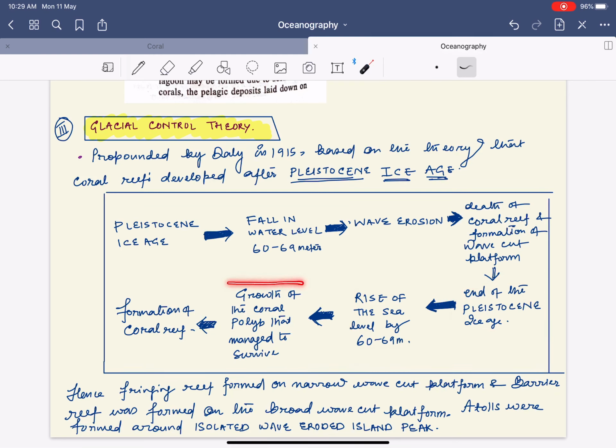Next, the growth of the coral polyps that managed to survive. Though the water level fell, there were some corals which could survive, and they started to grow and resulted in the formation of the coral reef. Hence, fringing reefs were formed on the narrow wave cut platform. And next, we have the barrier reef, which was formed because of the broad wave cut platform. Last but not the least, we have the atolls, which were formed around the isolated wave eroded island peaks.